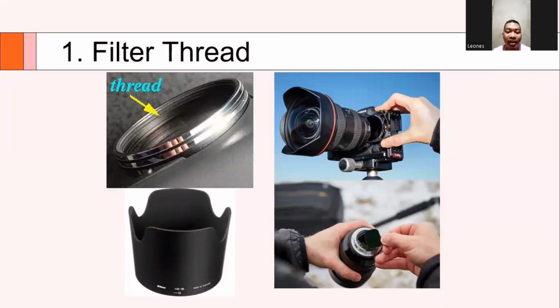So the filter thread is the lines or the threaded section in front of the lens. In that area is where the accessories will be attached. Accessories like filter and lens hood.